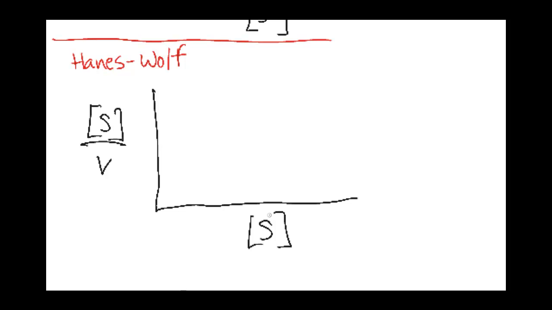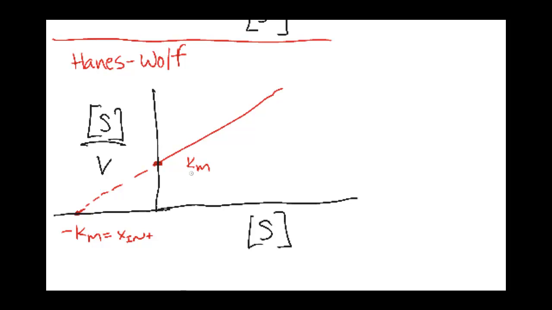Alright, and if we do that one, we get the linear relationship and extrapolate down to the x-axis, what we get there is a negative Km for the x-intercept. So it touches the x-axis. And the y-intercept, as a result, becomes Km over Vmax.